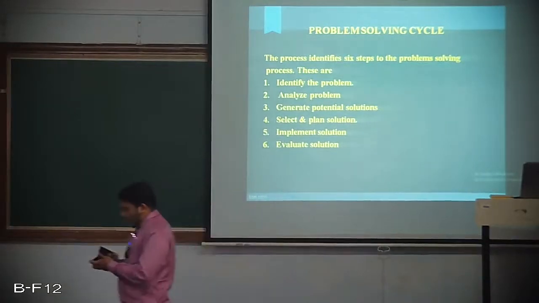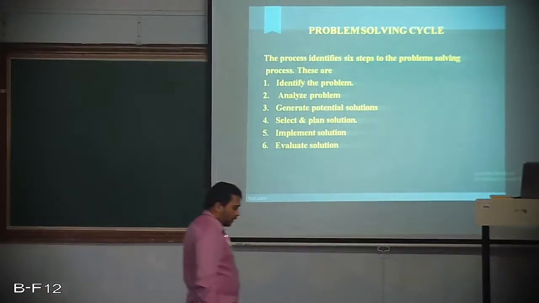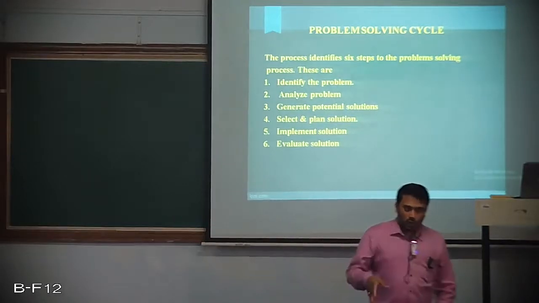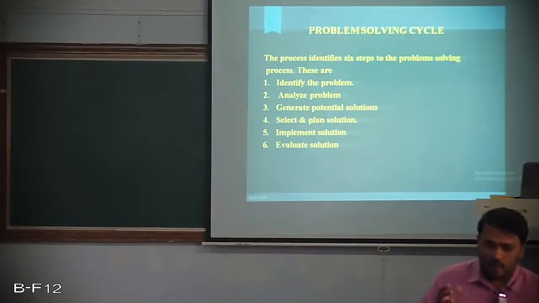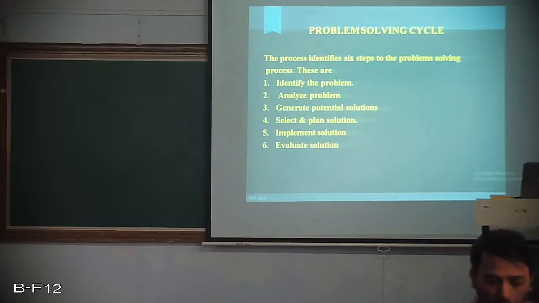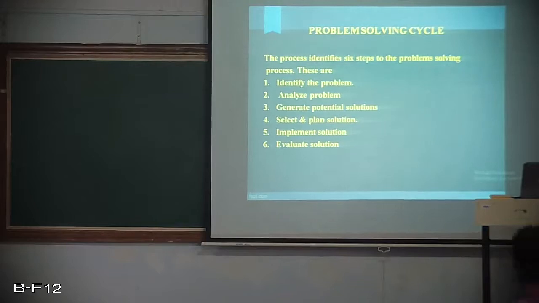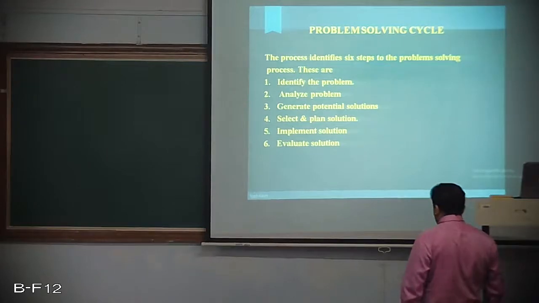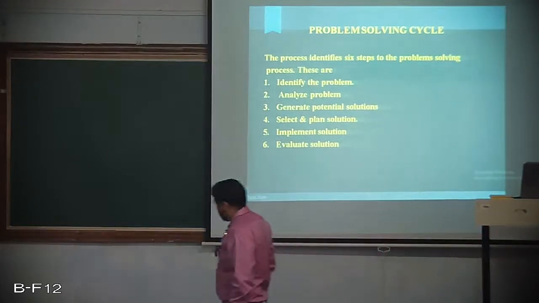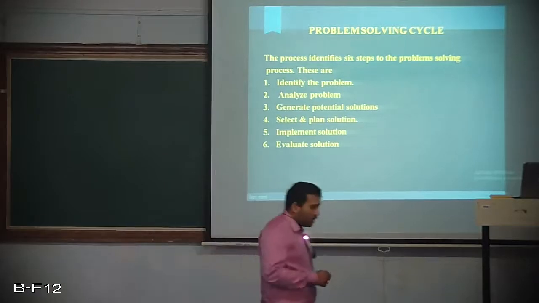What next is I need to generate the possible solutions. So I will generate 2 to 3 drawings with respect to the modification of the cell phone, and then I will choose among 3 to 4 conceptual designs, one design as the final design. That is the third and the fourth step. And the fifth, after choosing the final design, I am going to implement that solution, and then I am going to evaluate the solution.